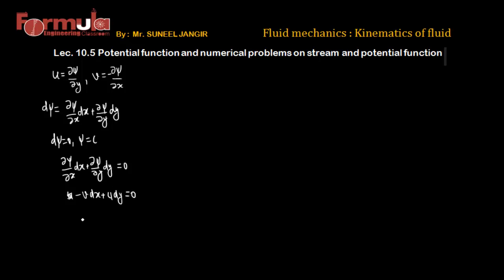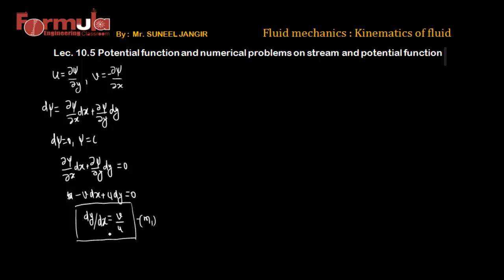By using this, when we try to find the slope, dy by dx, the minus signs cancel out and this term is simply v by u. So this is the slope of the streamline, and I'm defining it as m1.